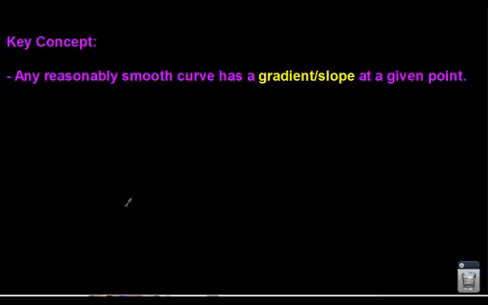So the key concept for this lesson, what you need to keep at the back of your mind, is that any reasonably smooth curve has a gradient or slope at a given point. That means if I were to place a point on a curve anywhere and construct a tangent line, that line would have a slope.